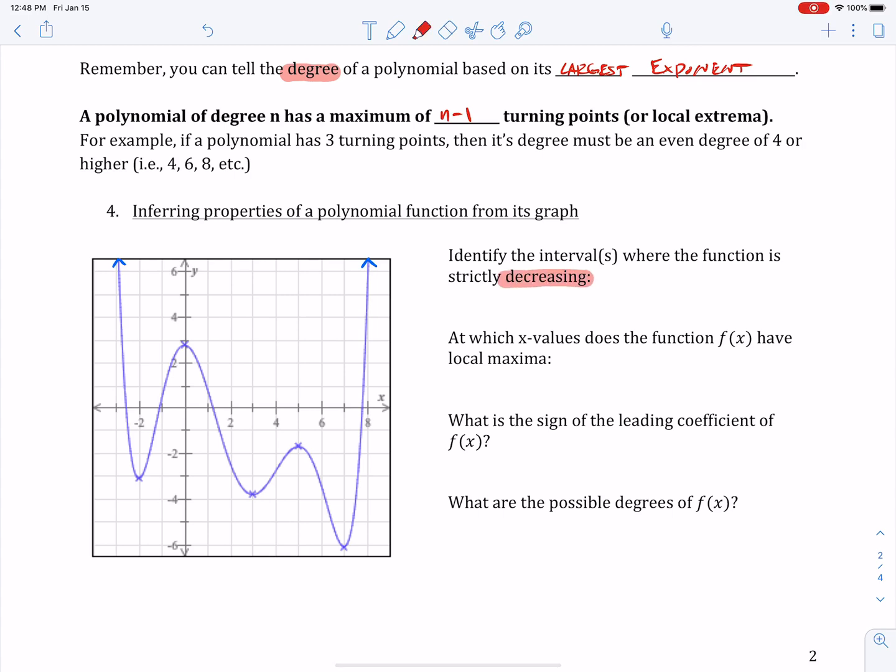So decreasing. Okay, well, where are we decreasing? Well, we're decreasing from here to here, from here to here, and from here to here. And what I'm looking for is the intervals, the x values of where I'm decreasing. Well, I'm here on an arrow, so that's negative infinity, right? Let's do it in red. Negative infinity, comma, and then I'm going all the way down because I'm decreasing, and what's the x value for that? Negative 2.